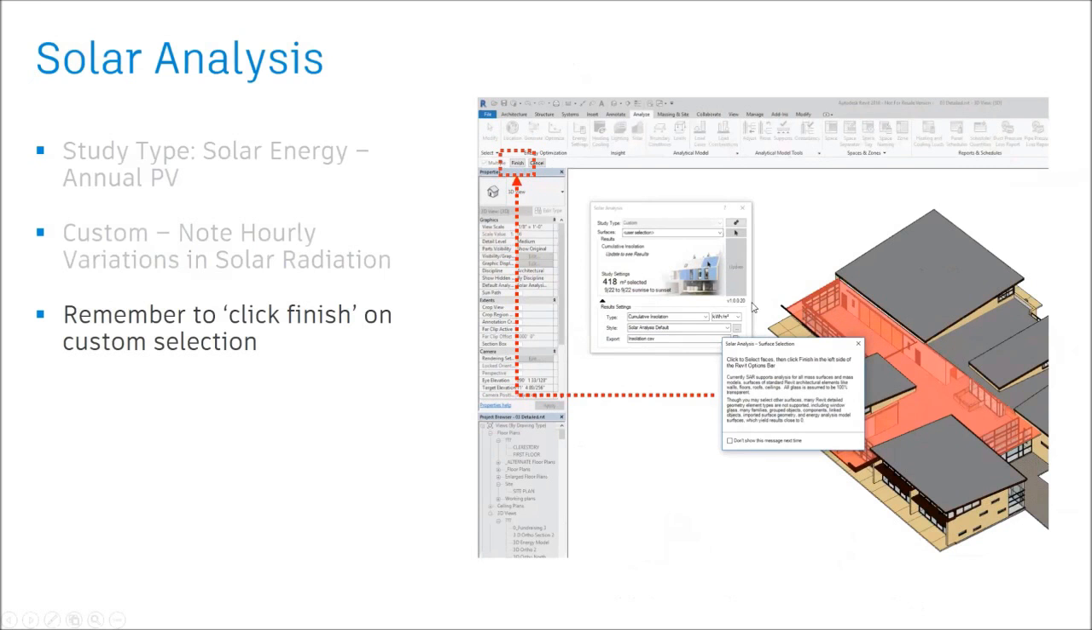You won't be able to click update until that's done. And sometimes people are wondering why update is grayed out. Just make sure when you're finished selecting your surfaces, just click finish, and then you'll be able to click update. That's one of the common things that trip people up.